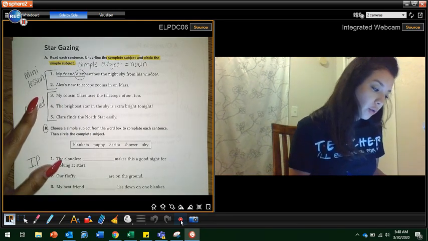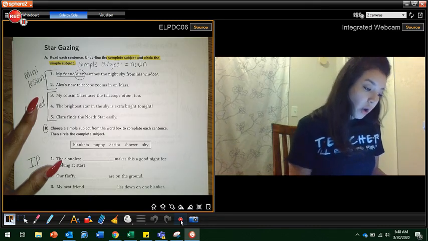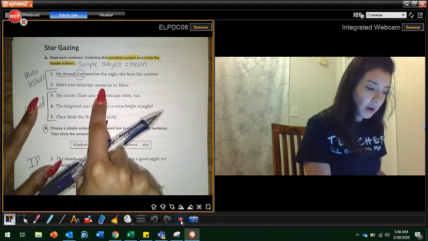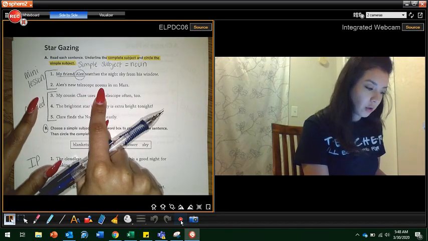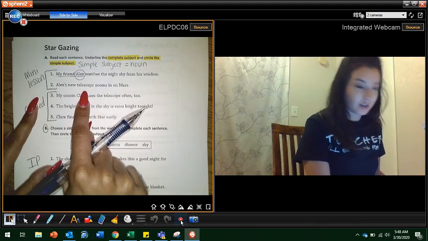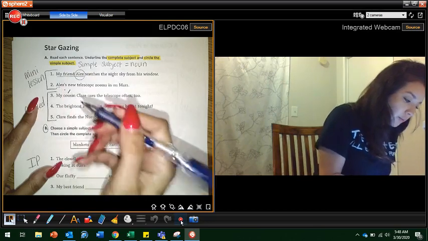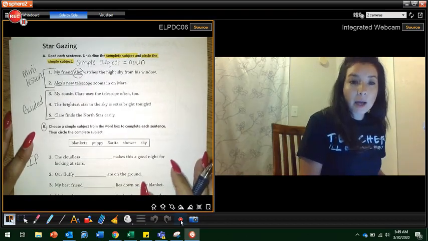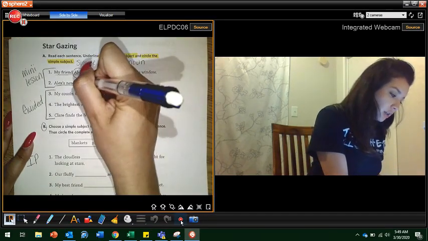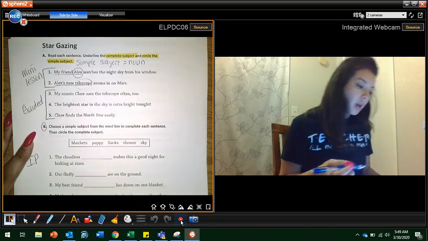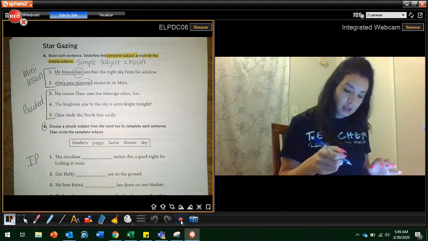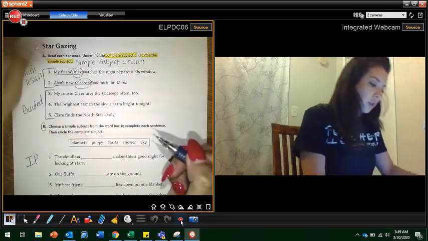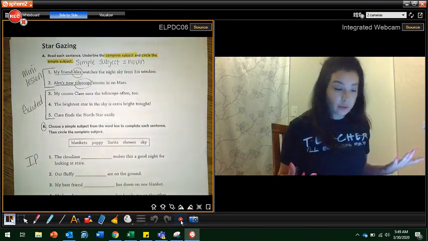Alex's new telescope zooms in on Mars. Okay, I have 2 nouns here, Alex and telescope, but I have to think about what is zooming in on Mars? Well, it's not Alex, it's the telescope. So yes, Alex's new telescope is my complete subject, but my simple subject is only telescope. So when I'm looking at this sentence, I know that it does have a subject. So what did I do?